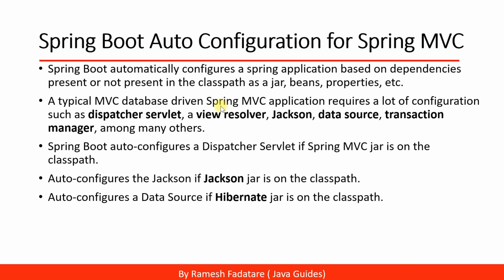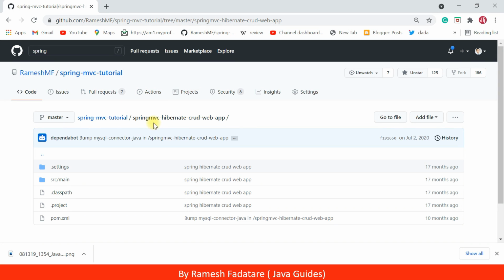So let me show you the source code of a Spring MVC application in action so that you will understand more. So look here, this is the Spring MVC Hibernate CRUD Web Application. This is the project I have developed using Spring MVC and Hibernate. Okay, I haven't used Spring Boot in this project, and you can find this project on my GitHub profile. So go to the Spring MVC tutorial, and in this tutorial repository you can find the Spring MVC Hibernate CRUD Web Application project.